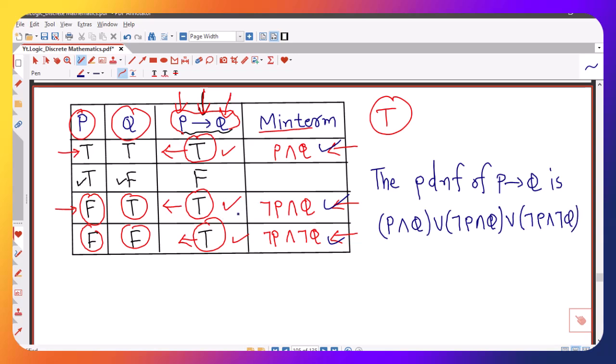So using the truth table we can easily decide the principal disjunctive normal form of a given formula. We repeat again. First we have to construct the truth table for a given formula.